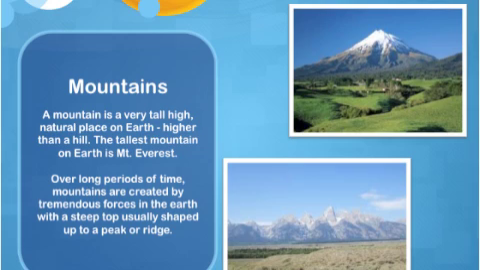So mountains can be single like the top picture, or they can be in a mountain range like the bottom picture. And they are caused by tectonic plates rubbing into each other. So this can happen, and it's happened in many different places.